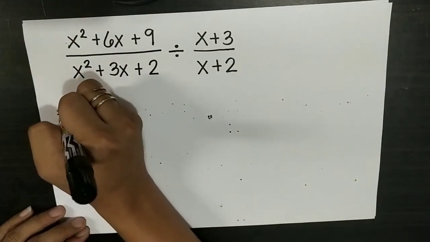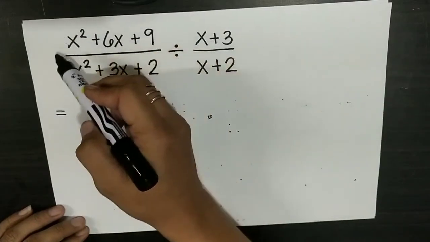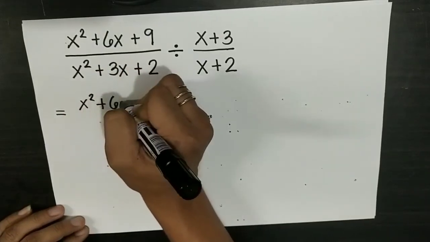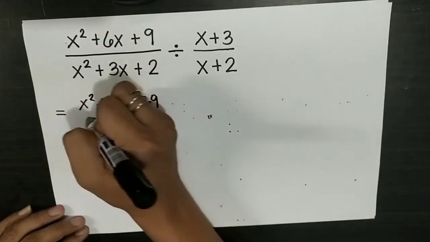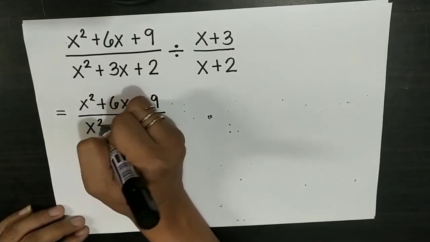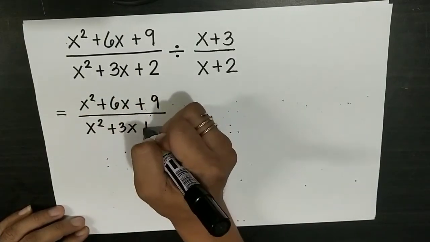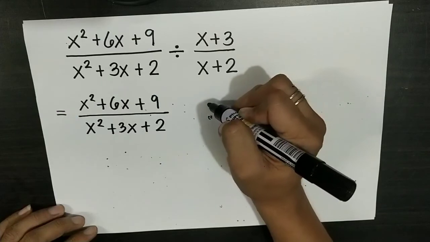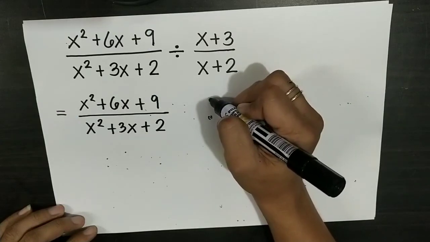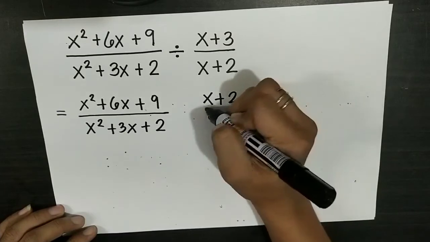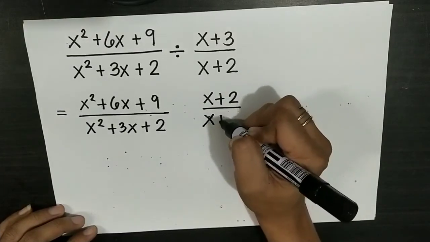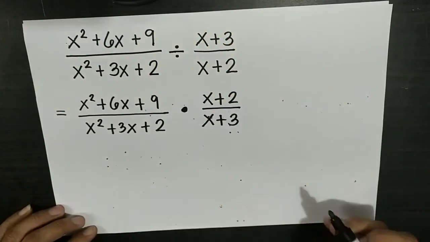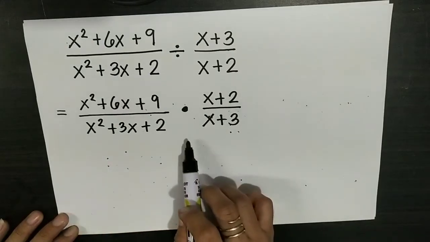Again, we have to copy first the whole expression, the first rational algebraic expression given, x squared plus 6x plus 9 all over x squared plus 3x plus 2. Then we will have its reciprocal. We have x plus 2 over x plus 3. From division, proceed to the multiplication process.